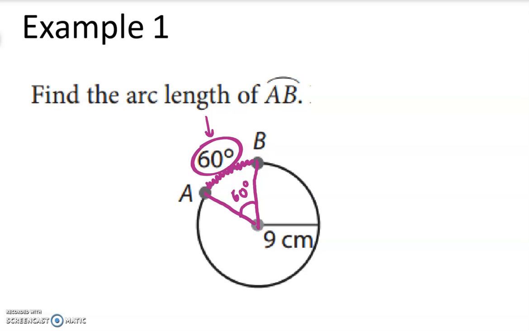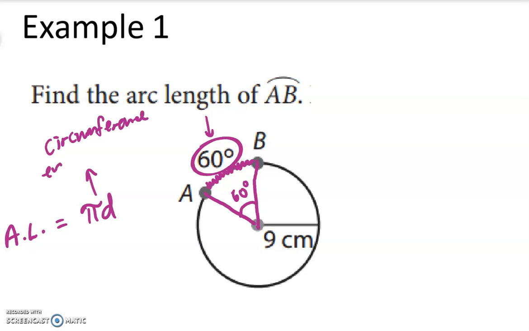So to find arc length, I'm just going to say AL for arc length is equal to pi times diameter. Remember, pi times diameter is the circumference of the entire circle. But we don't want the entire circle, we only want arc AB, so we need to multiply this by the fraction that it is of the circle. The entire circle is 360 degrees. The fraction that we want is 60 degrees, so we're going to multiply this by 60 over 360.